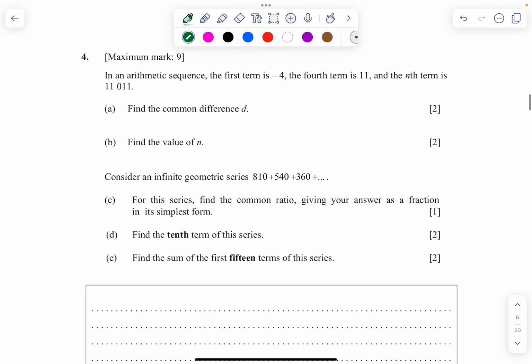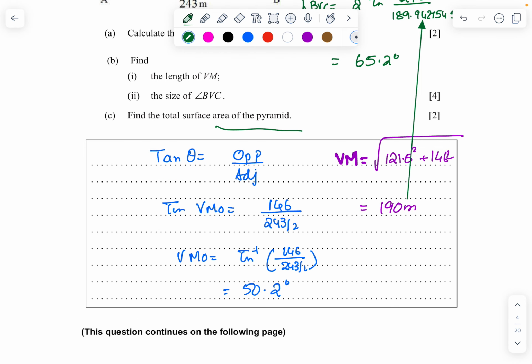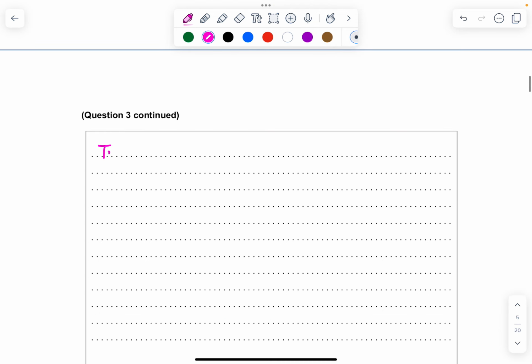Now question number 4. And before that, I think there is one more part. Find the total surface area of the pyramid. We are supposed to find the total surface area of the pyramid. So the pyramid is made up of a square base plus 4 triangles.